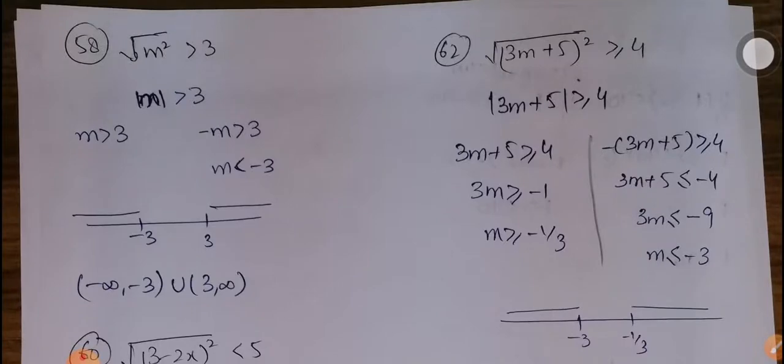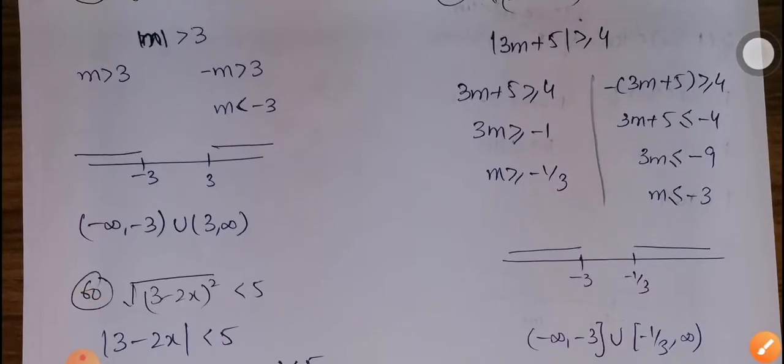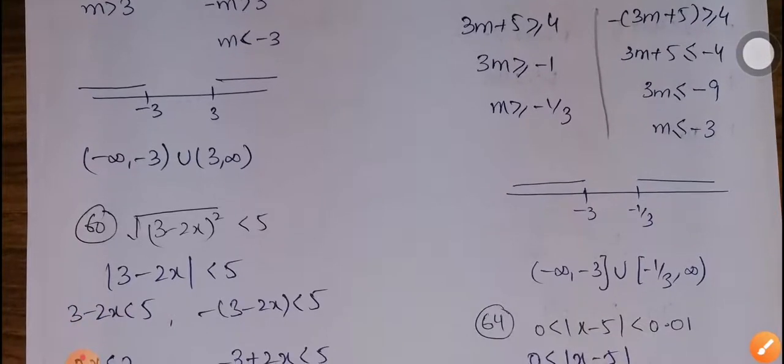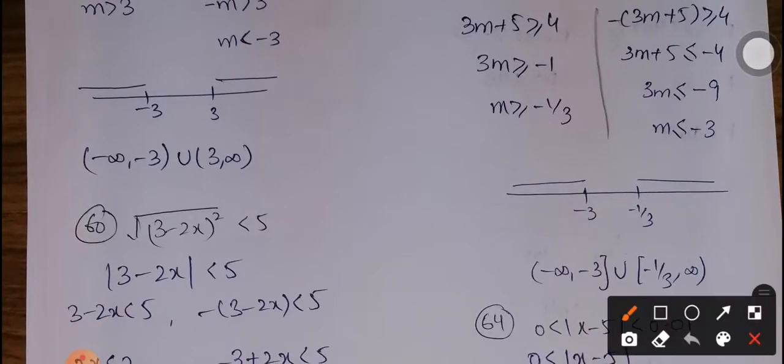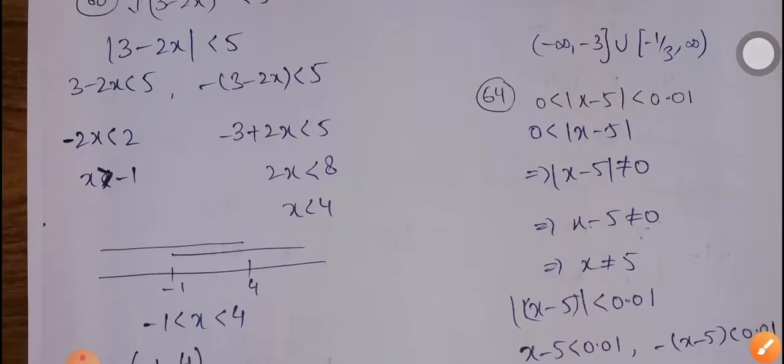Next we have question number 62. The square root of (3m plus 5) whole squared is greater than or equal to 4. So this is going to be the absolute value of 3m plus 5 greater than or equal to 4, one time positive, one time negative. So this is going to be m greater than or equal to minus 1 by 3 and less than or equal to minus 3. So here is the solution. Because of the sign of equality over here, we have to keep the interval closed at the end points.